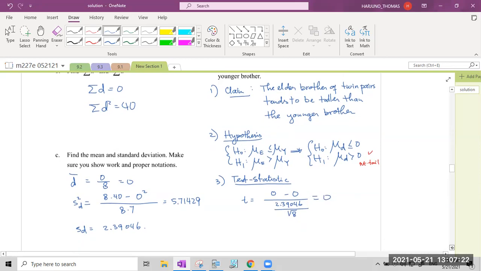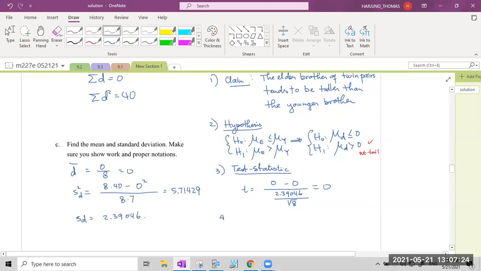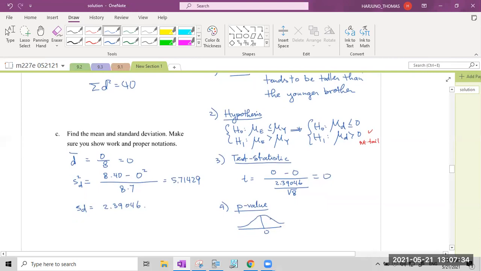Okay, now then, how about the p-value? The test statistic is exactly 0. So the area to the right must be 50%. So that's tcdf, 0 E99, 7, but guaranteed it's 0.